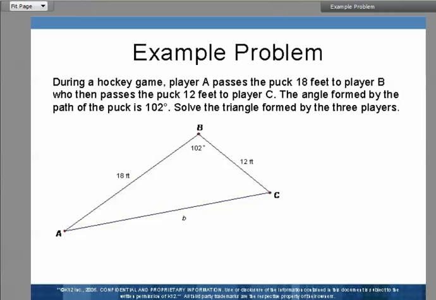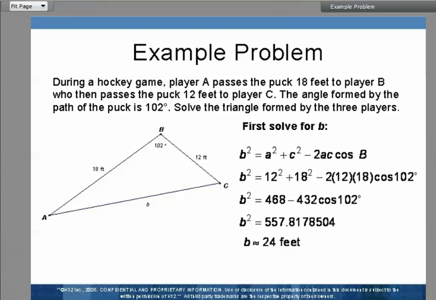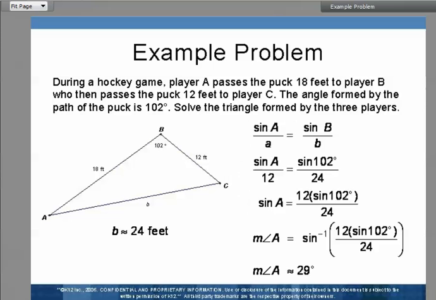Well, AC squared, or B squared, is going to be equal to 12 squared plus 18 squared minus 2 times 12 times 18 cosine 102. Can I work those things out? I get 24 feet right there. Cool. I like that problem.